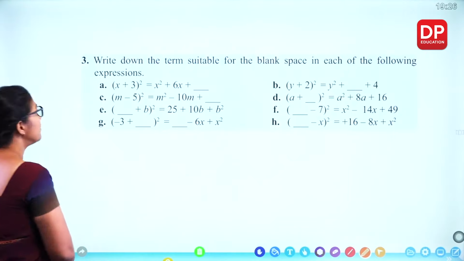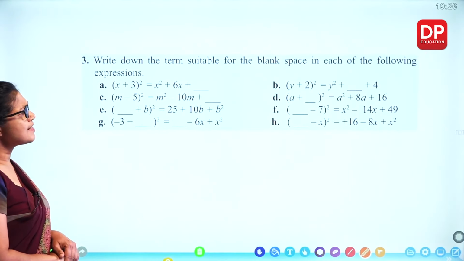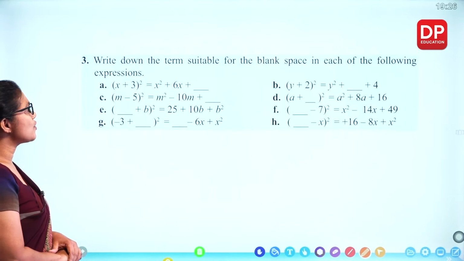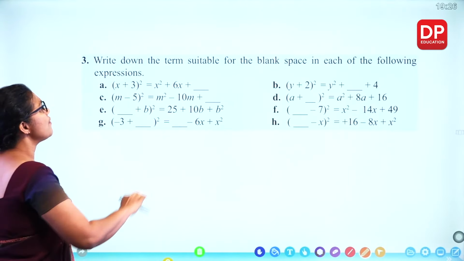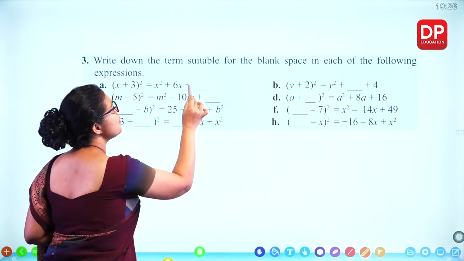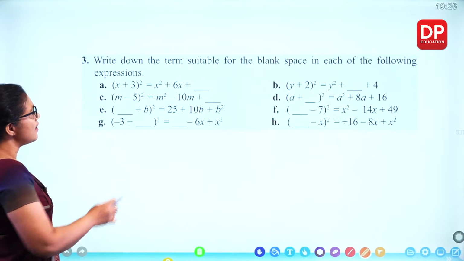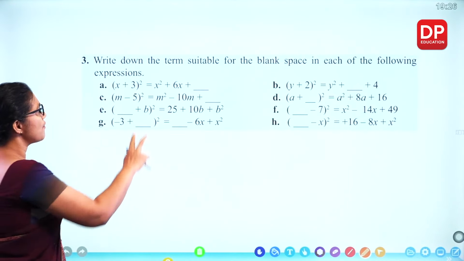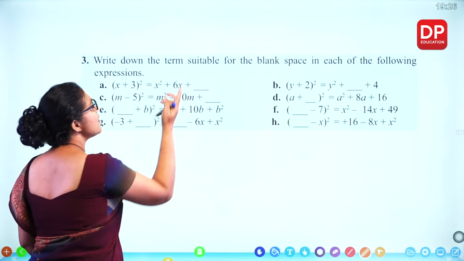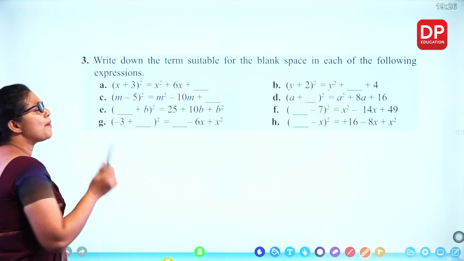Now we'll see the third question. So this is slightly different to previous questions. You have given half of the expansion and you are asked to write down these blanks. So here, look carefully. You have given two terms and here first one you have to write down the last term. So we know the pattern.